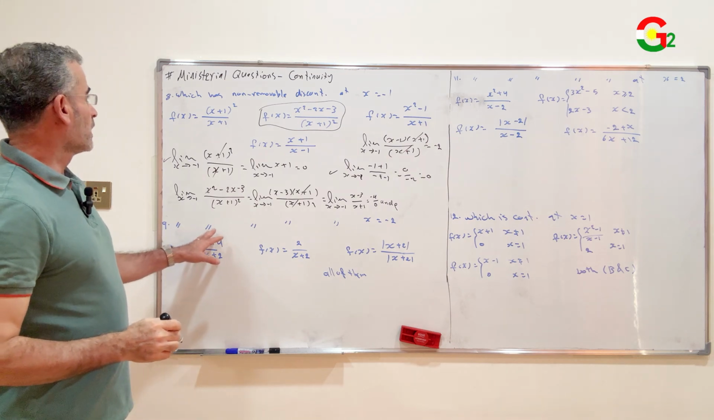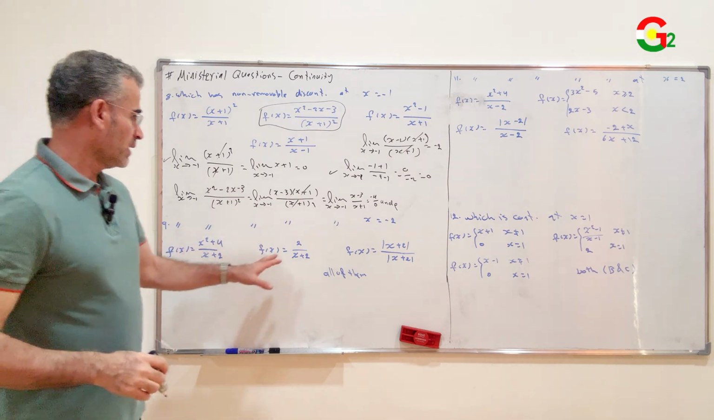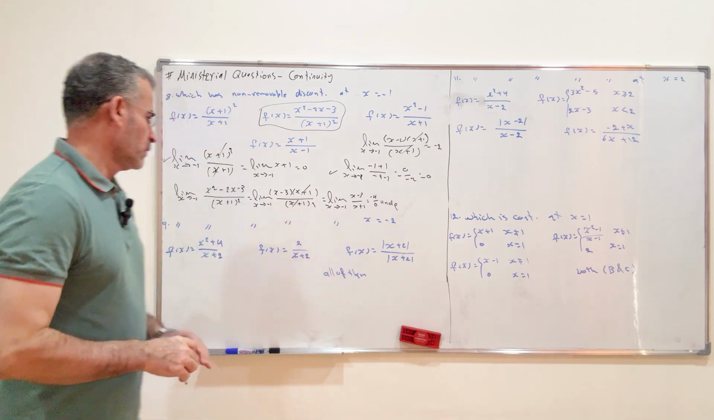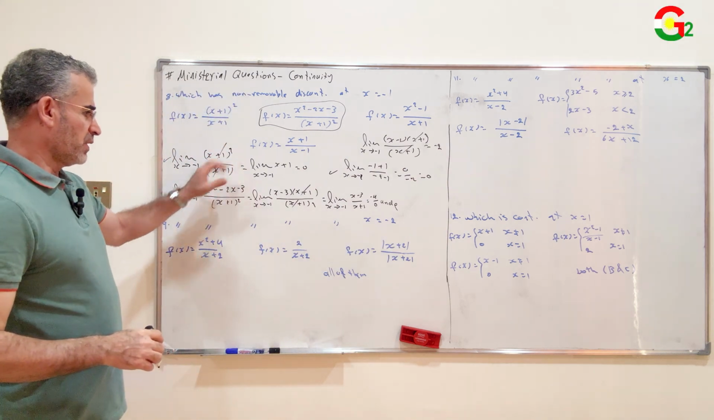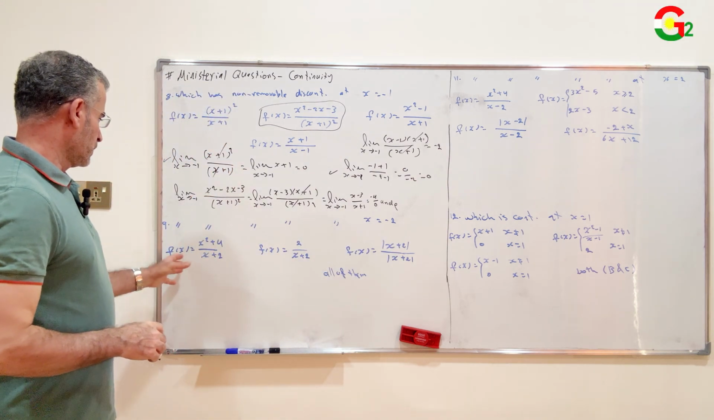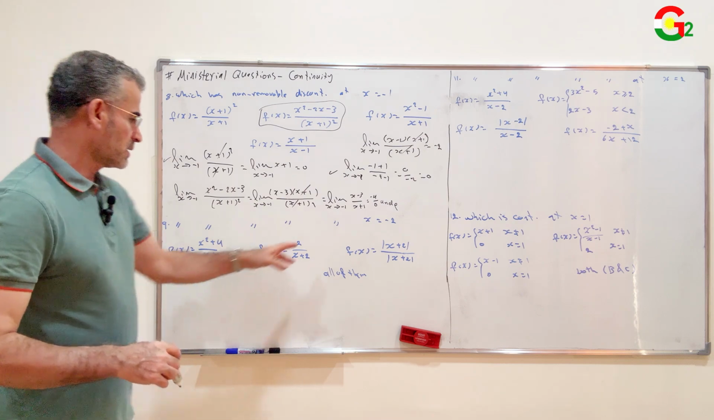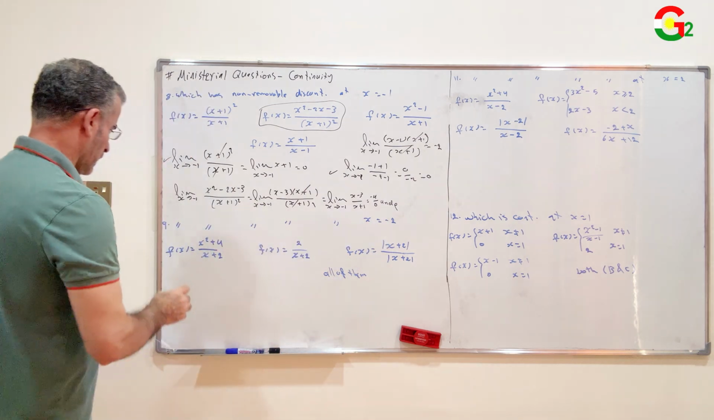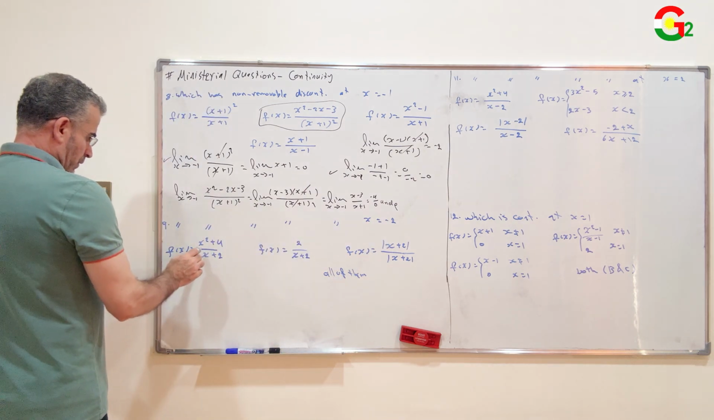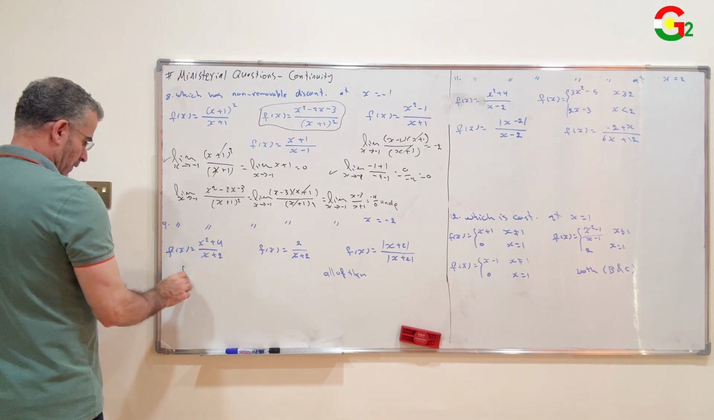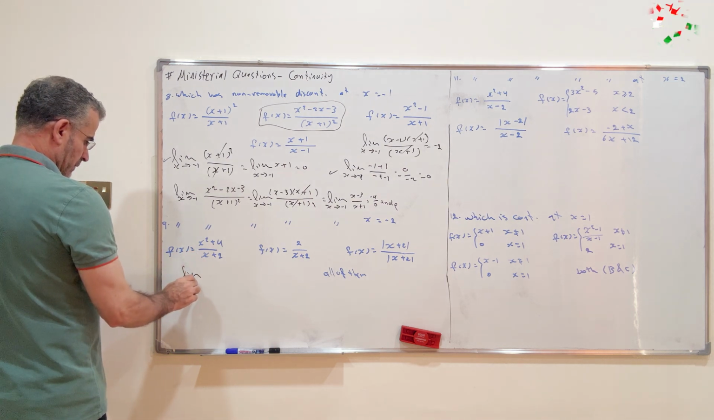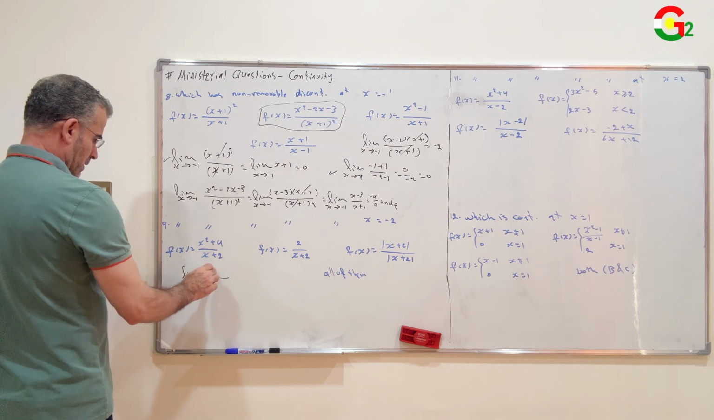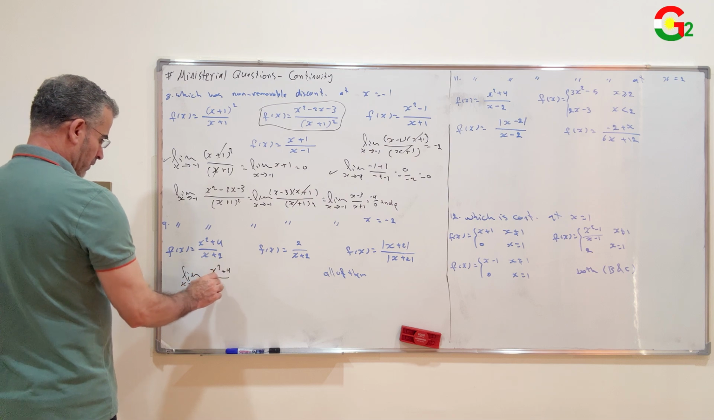Which of the following has a non-removable discontinuity at x equal -2? It is the same as the previous question. Which function has no limit when x approaches -2? When x approaches -2, the first function is (x^2 + 4)/(x + 2).